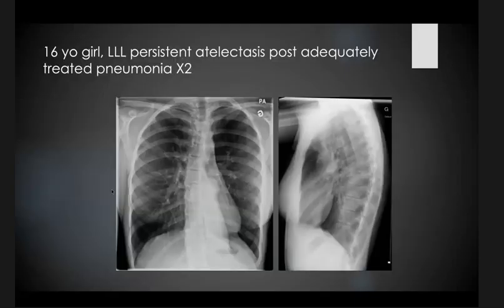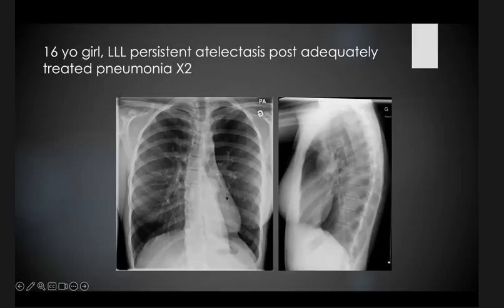Okay. This is a 16-year-old girl who had a persistent left lower lobe atelectasis, which was treated for pneumonia, adequately treated. She took her treatment well twice. She doesn't have fever anymore, but she still coughs. So what do you see here? You see a complete atelectasis of the left lower lobe with a little bump here. So it was weird to have a bump there.